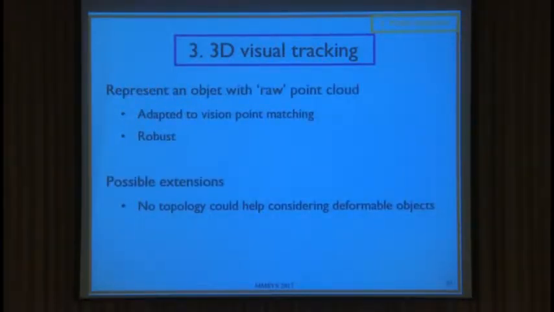So what we did is to take this raw set of points and adapt some rendering algorithm for point matching, and our approach is robust. And what we should have done, but time is always too short, is that because we don't have any topology on our model, it could be very easy to apply that to deformable objects. I mean, very easy. It could be possible. At least we could break the object into two, and that should still work.